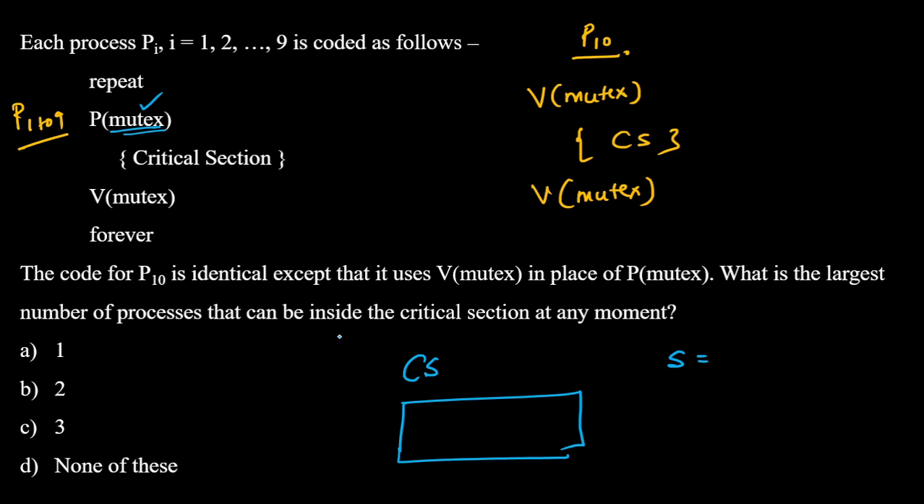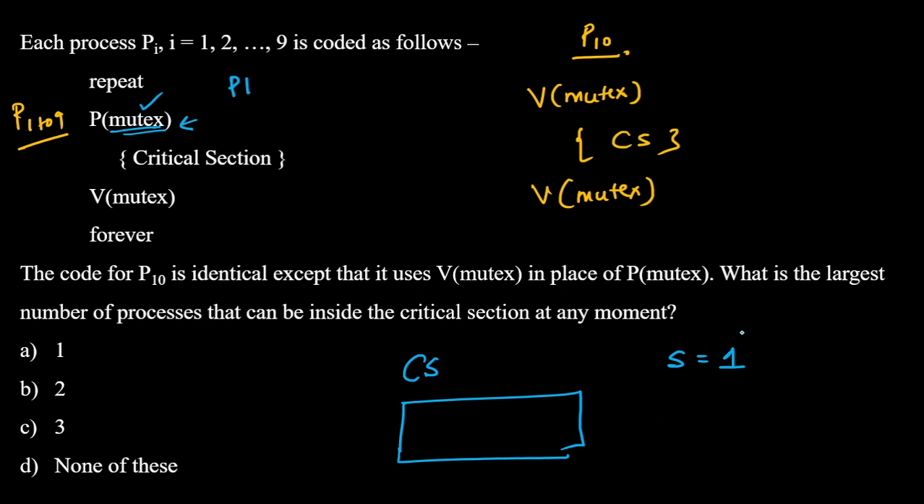Okay. Now what is the initialized value of s? The initial value of s is 1. This is what we have studied: what is the initial value in a binary semaphore? It is 1. So what we will do, we'll first talk about process P1. What will happen? P(mutex). The first statement is P(mutex). So what will happen? What will P(mutex) do?